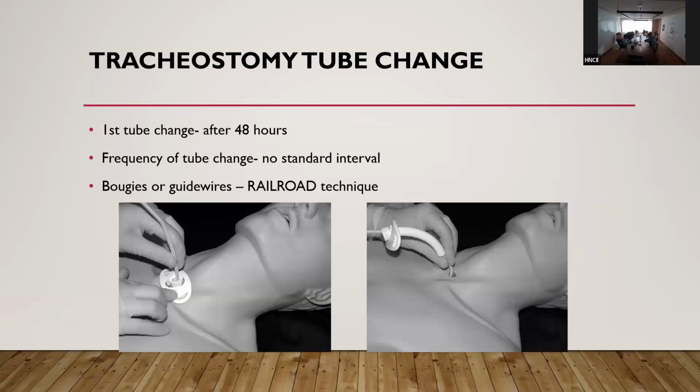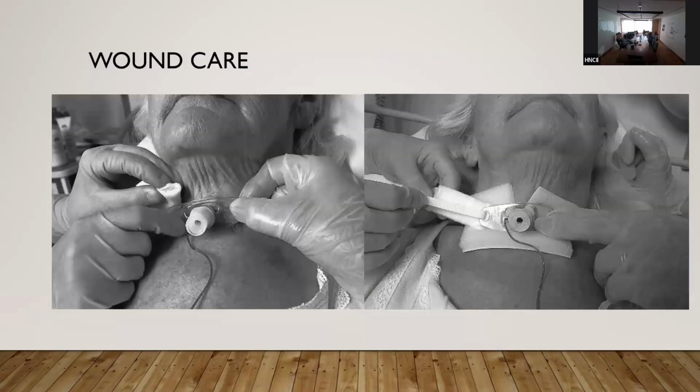Then tracheostomy tube change. Ideally it should be done after 48 hours, because when we do an upfront tracheostomy, we anticipate bleeding. That blood can get clotted, and many times those clots don't come out easily. So generally a protocol should be followed that after 48 hours the tracheostomy tube should be changed, because the tract is formed and completely epithelialized in that time, and bougies or guide wires should generally be used. That is called the railroad technique. I'll explain how it is done further.